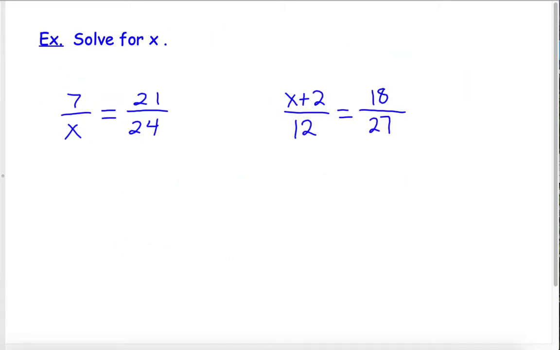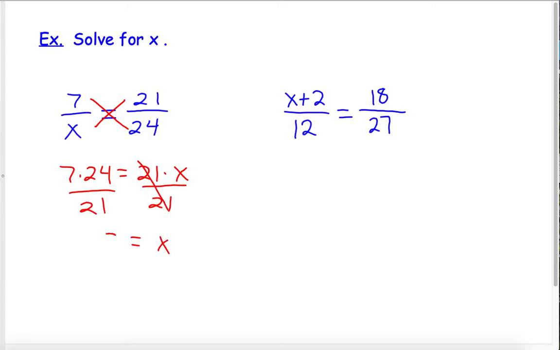Let's look at another example. We've spent a lot of time solving proportions, and so I'll just go through this quickly. We're going to cross multiply. So 7 times 24 equals 21 times x. And then we would divide both sides by 21. And we're going to get x equals 8. You can check that on the calculator.